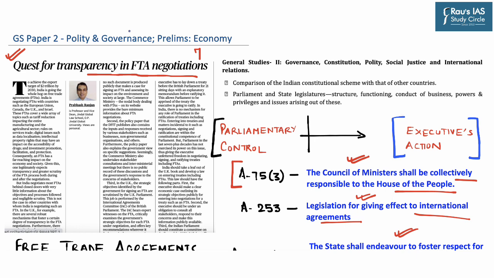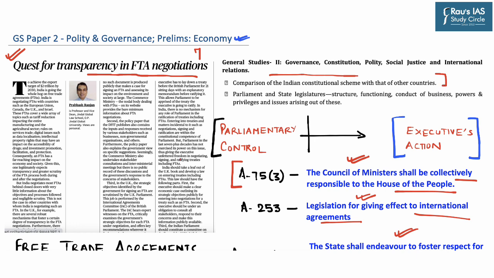Now this topic becomes important both from the perspective of economy and also polity and governance. And for polity and governance under GS paper 2, this topic gets covered under comparison of the Indian constitutional scheme with other countries. As we have seen, a number of questions have been asked by UPSC of late from this particular section.